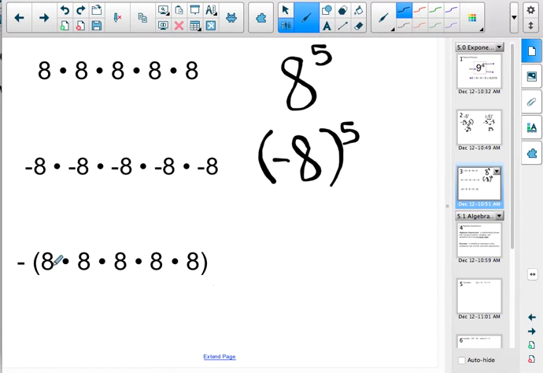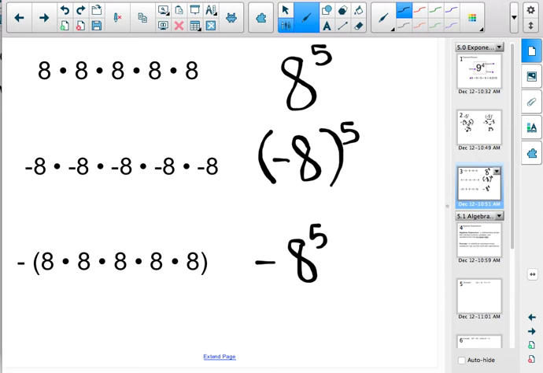Finally, we have the problem 8 times 8 times 8 times 8 times 8, and after we solve that, we make our answer negative. So that means that we are doing 8 to the 5th power, and after we're finished, we make our answer negative.